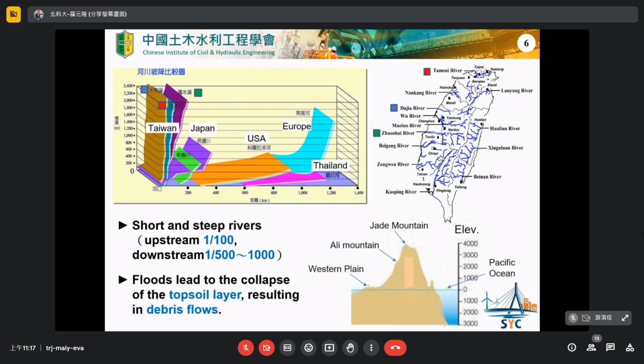And this slide shows the river situation. Let's take the cross-section at the middle. You can see in the central zone the elevation is over 3,000 meters. For example, this is Jade Mountain, and this is the western coast area. The distance from the center of the mountain to the sea is very short, however the elevation difference is very large. So the slope of the rivers in Taiwan is far larger than those in other countries all over the world.